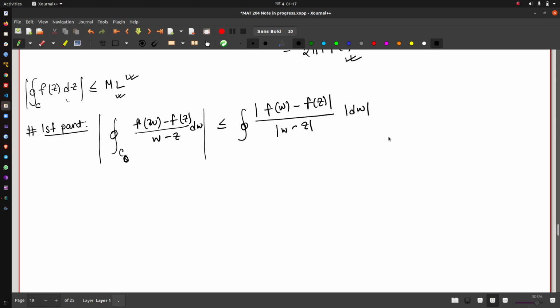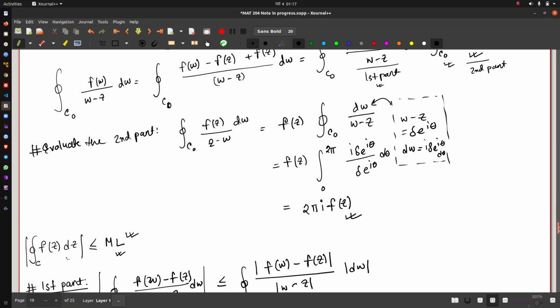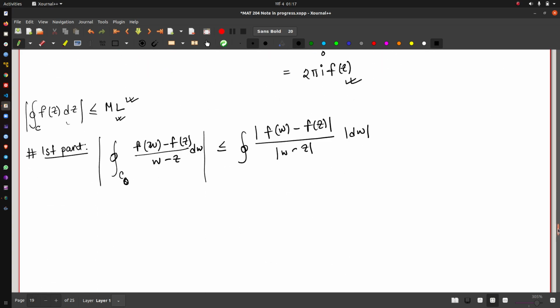Since w minus z was parameterized as delta e to the power i theta up here, now what we do is we find the modulus of this thing to be just delta. So now we can use the fact that modulus of w minus z is just delta. This modulus of dw we will come back to later, but note that we were talking about an analytic function, that is, f of z was an analytic function, right?